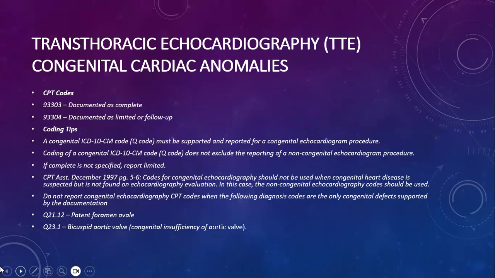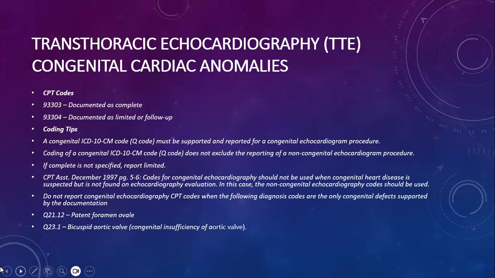Next, we have our TTE procedures for congenital cardiac anomalies. So we have 2 primary codes for this section. You have your 93303 when the report is documented as complete, and a 93304 for when it is documented as a limited or follow-up study. So a few coding tips.